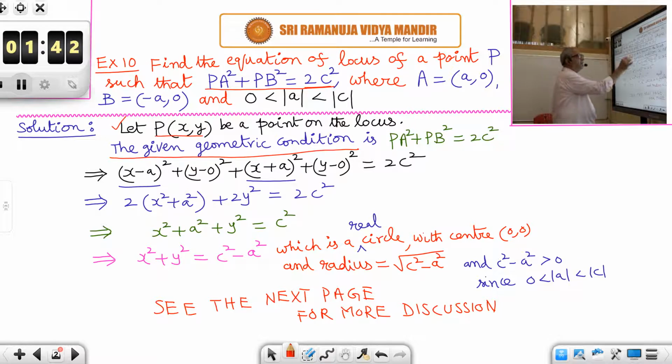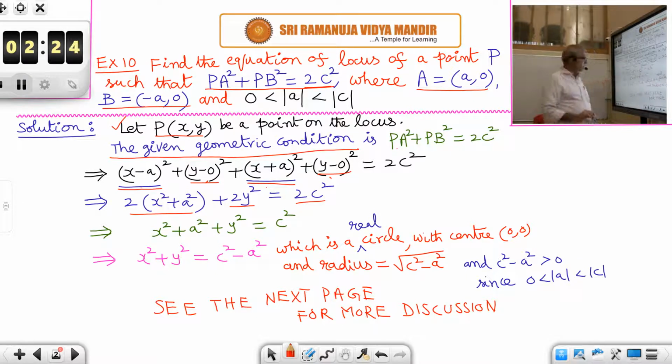P is (x, y), A is (a, 0), B is (-a, 0). So, what is PA square? (x minus a) whole square plus (y minus 0) whole square, plus PB square, (x plus a) whole square plus (y minus 0) whole square, is equal to the right hand side, the constant 2c square. I have underlined these two. (x minus a) whole square plus (x plus a) whole square is equal to 2 into (x square plus a square). Similarly, y square and another y square, so 2y square, is equal to 2c square.